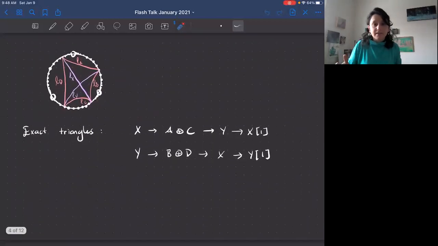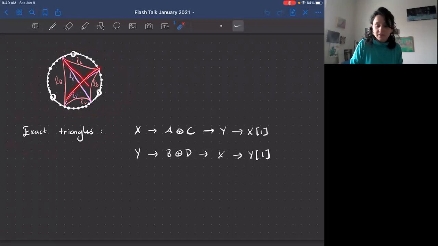In this setting, the shift functor, described in terms of arcs, is as follows. We have an arc, which corresponds to an object. The shift of this is just shifting the arc following the orientation of the surface. Exact triangles in this category can be depicted as follows. For two crossing arcs L_X and L_Y, we will have these two types of triangles.